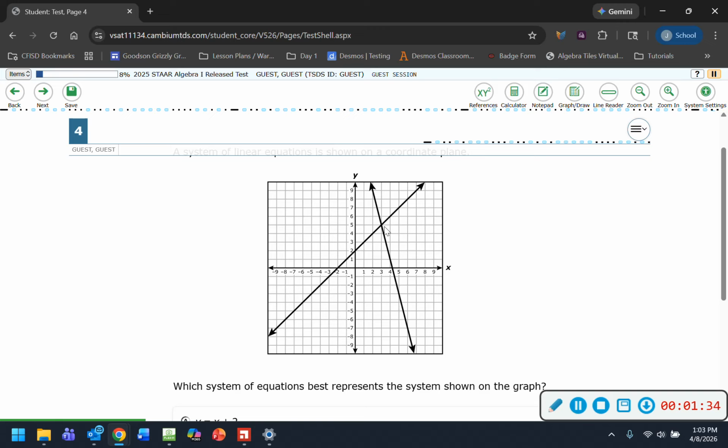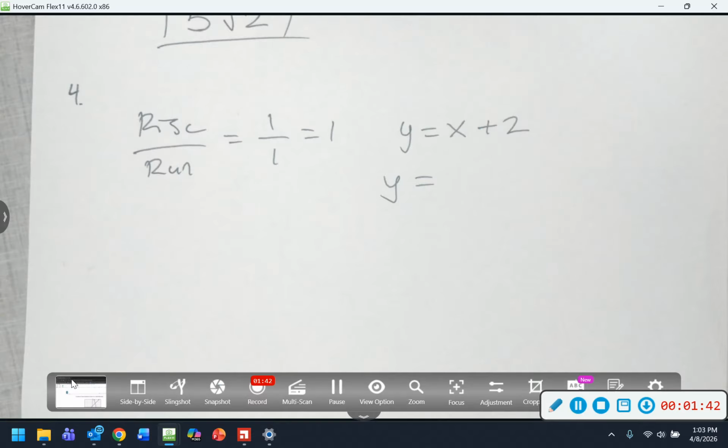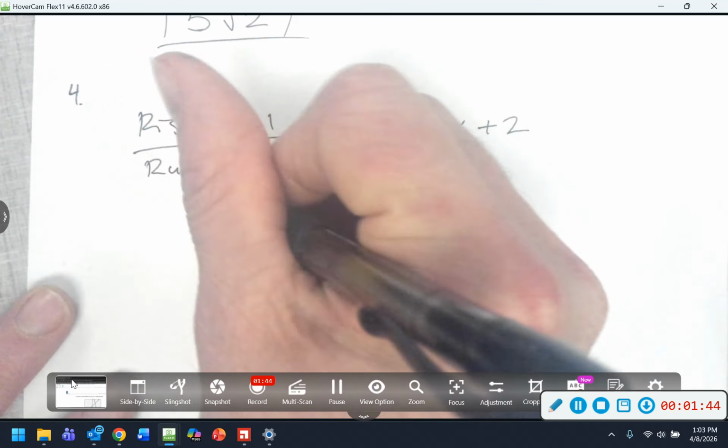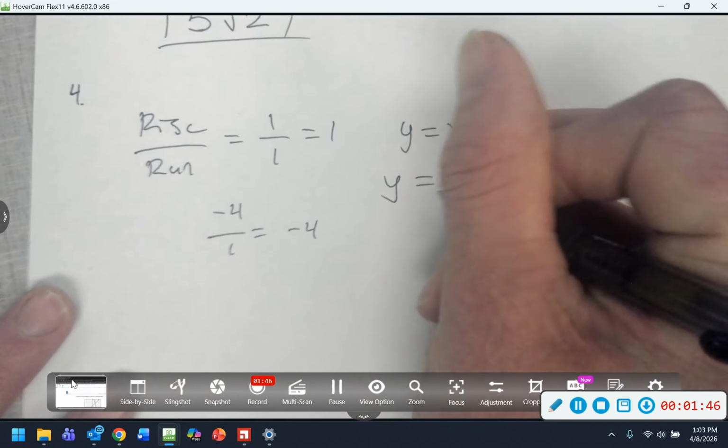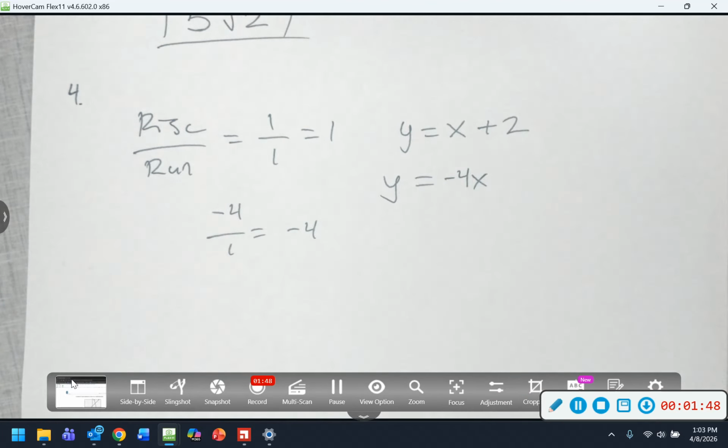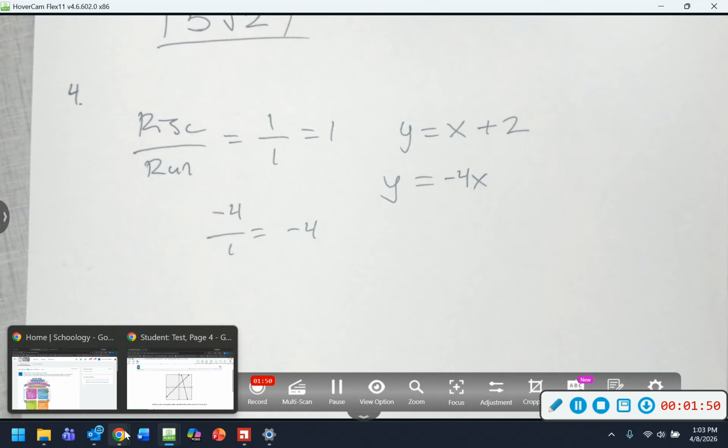So from this point to that point, I went down 4 units and right 1 unit. Those are 2 points, and I did rise over run. So my slope is -4 over 1, which is -4. So now we know our slope, we're just missing our y-intercept.